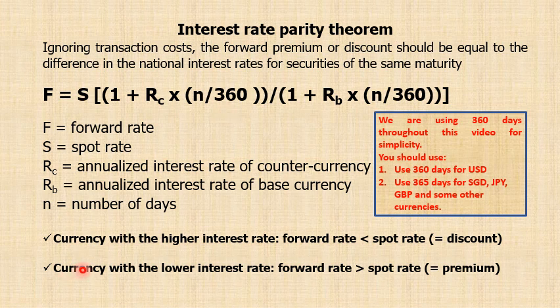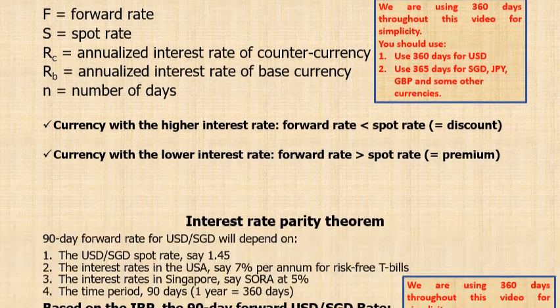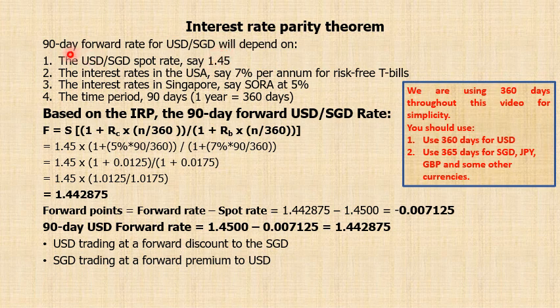Normally, the currency of the country with the higher interest rate will trade at a forward discount. That means the forward rate is going to be less than the spot rate. And the currency with the lower interest rate will trade at a forward premium. That is, the forward rate should be greater than the spot rate. For example, the 90-day forward rate for USD SGD today will depend on 4 factors. The USD SGD spot rate today, say 1.45. The interest rate in the USA, say 7% per annum for risk-free treasury bills. The interest rate in Singapore, say the SORA at 5%. And the time period, let's say 90 days, where 1 year is taken as 360 days.